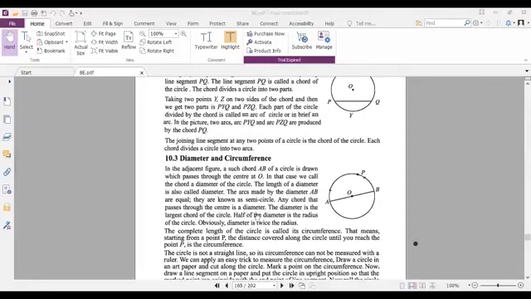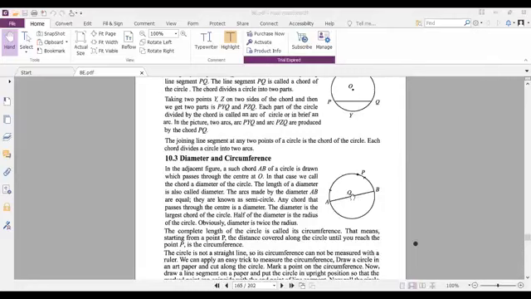Any chord that passes through the center is called a diameter. Diameter is the largest chord of the circle. That means diameter is one kind of chord, but all chords are not diameters.